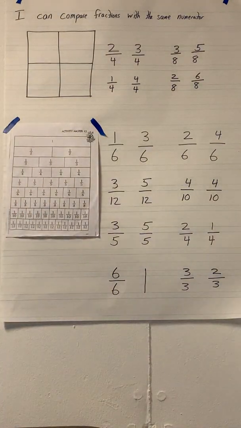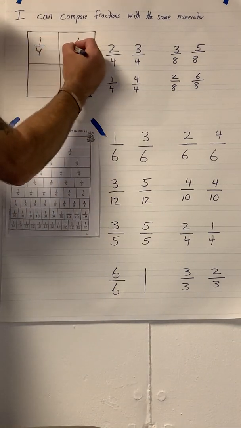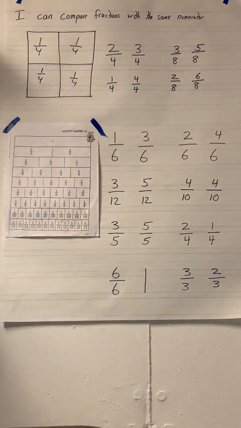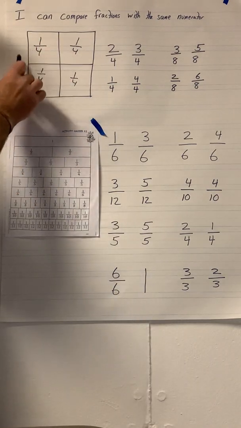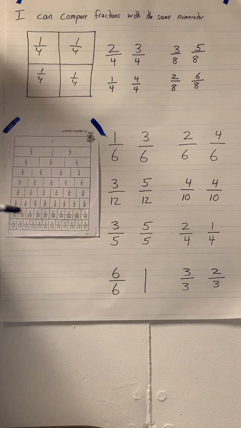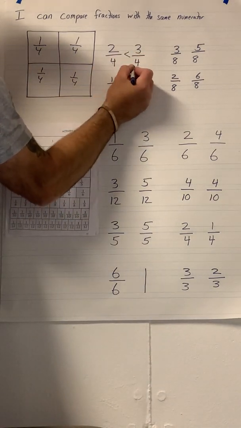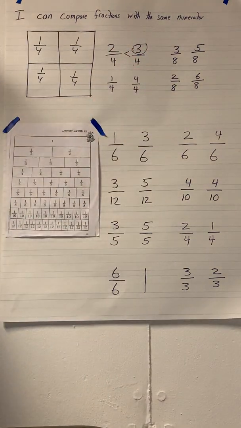So imagine I have this picture here, and I've got fourths, right? 1, 2, 3, 4. 1/4, 1/4, 1/4, 1/4, right? So if I have 2/4 or 3/4, well, what's more? It would have to be 3/4. They're both fourths, and 3 is bigger than 2, right?